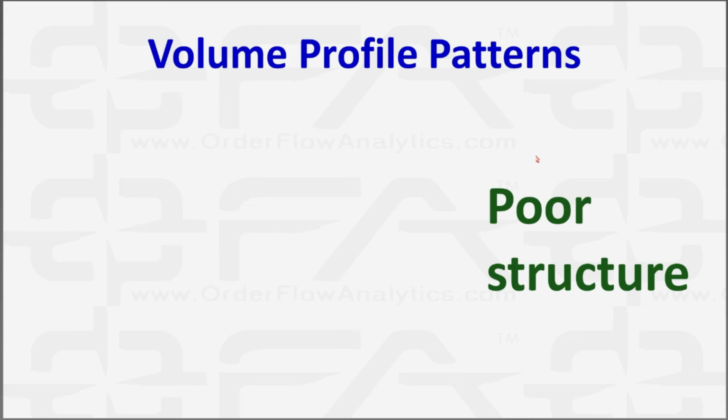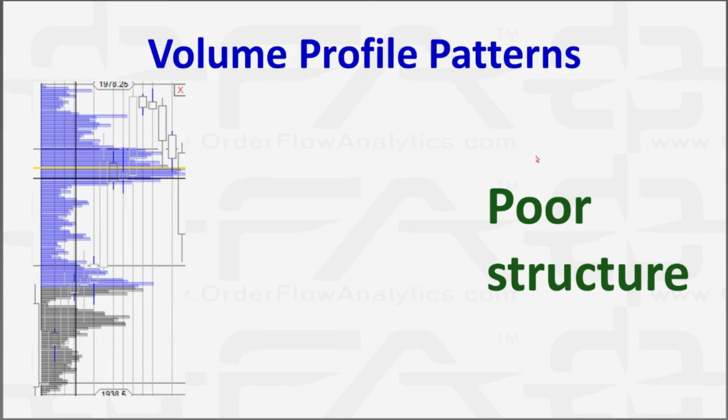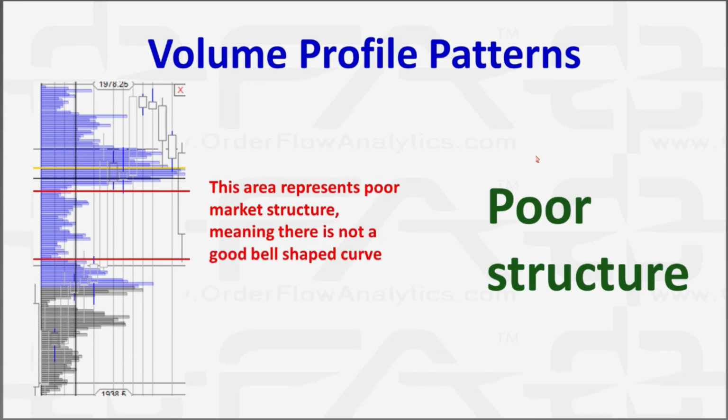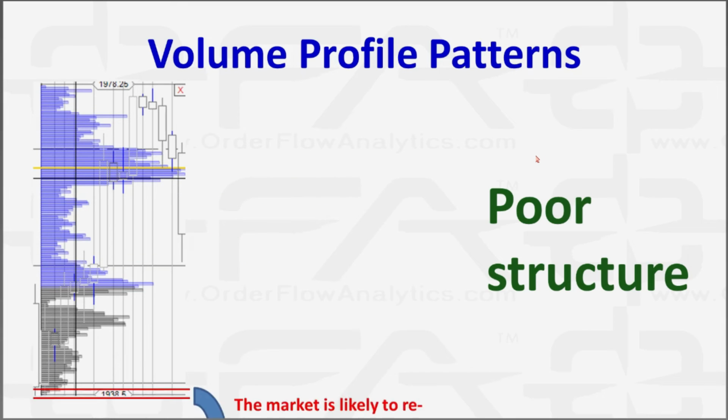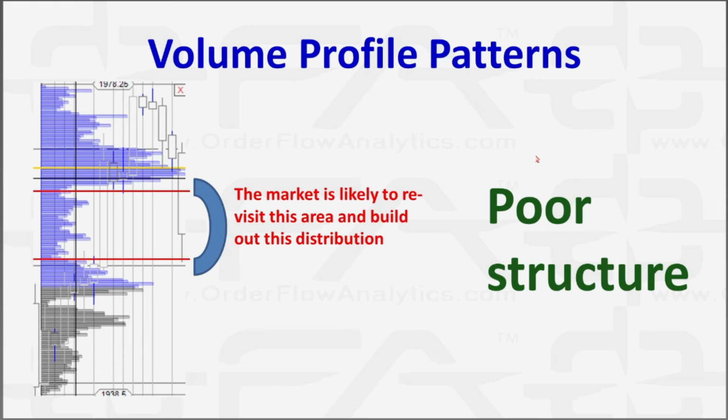Let's talk about poor structure, which I just showed you from yesterday. Poor structure is this area right here. It represents poor market structure, meaning there's really not a good bell-shaped curve here, right? We're always looking for the market to develop this bell-shaped curve in a profile at some level. And where it doesn't exist, we're looking for the market to come back, possibly the next day. Sometimes it may not be for a couple of days, but when the market comes back to this area, it is most likely to rebuild and build out the distribution.